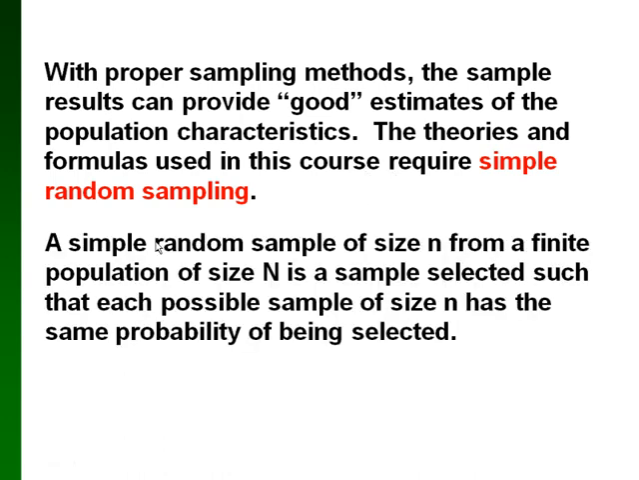A simple random sample has to have a certain size, so a simple random sample of size n from a population of size capital N is a sample that's selected so that each possible sample of that size has the same chance of being selected.